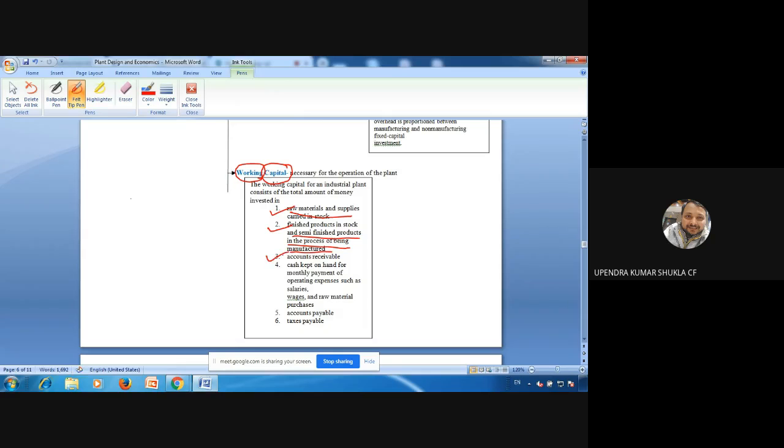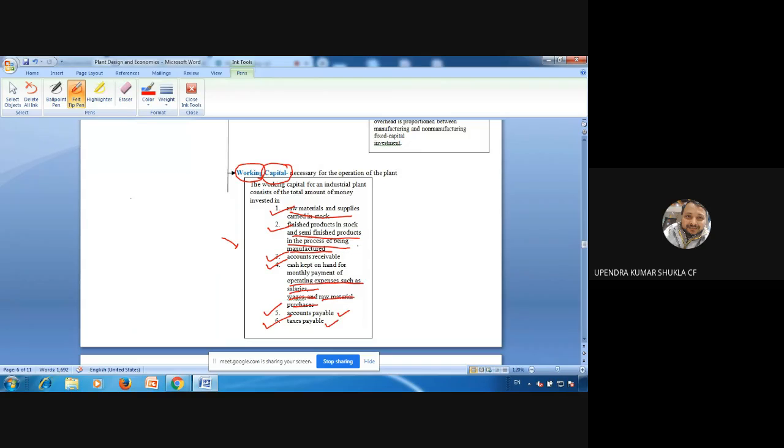And accounts receivable, money that is to come from somewhere, that is accounts receivable, and cash kept on hand for monthly payment of operating expenses, like salary, wages, and raw material purchases, and then accounts payable, and then taxes payable. These are the working capital, because you need money to pay the tax on a per year basis, per month basis, depending on the country, geographical location or where the industry is located.